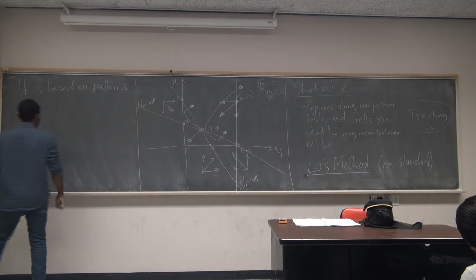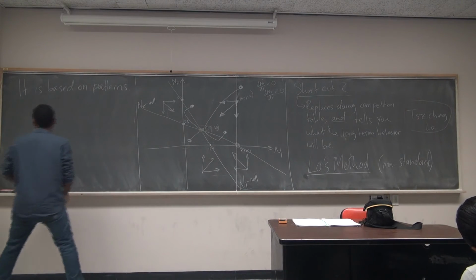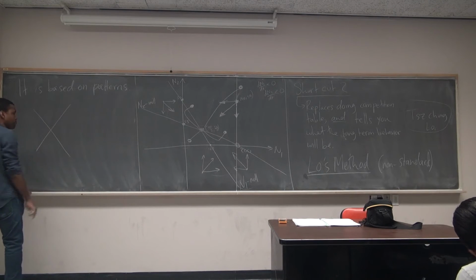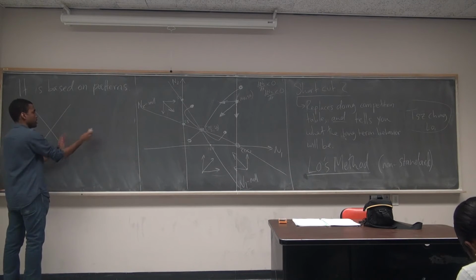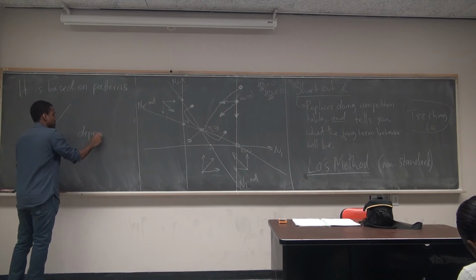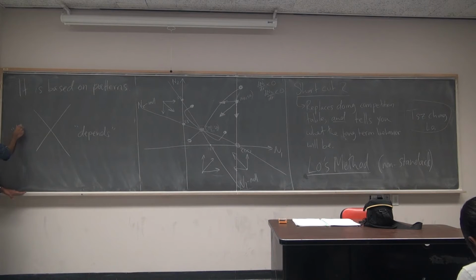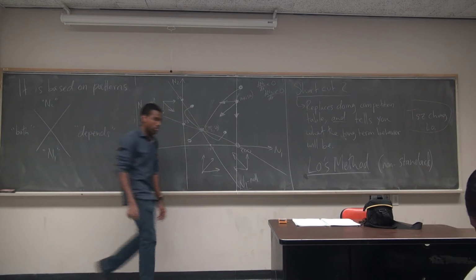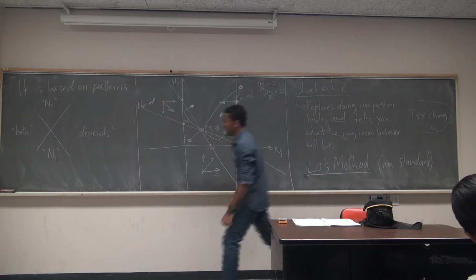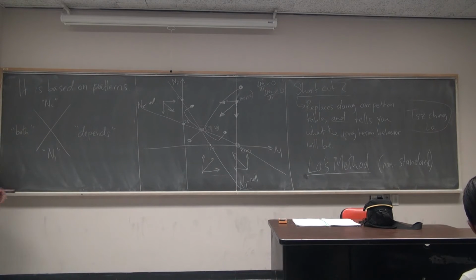It's all based on patterns. The patterns go, it's based on X. On this region, you're going to say depends. On this region, it's both. In this region, it's N2. In this region, it's N1. Actually, I always forget which one. Yes, I remember. Basically, how the arrows are pointing on these is going to tell you which situation you have.